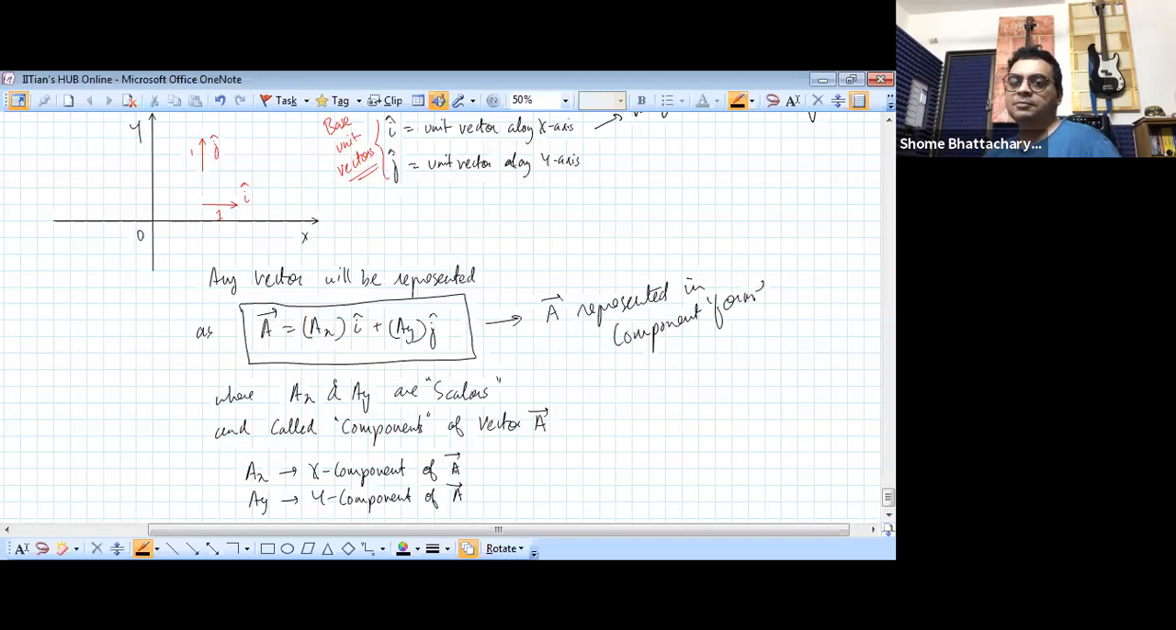So now let's take an example and we'll understand what this means. And immediately you'll understand how this component system works out. Okay. So are you clear up to this part, all of you?